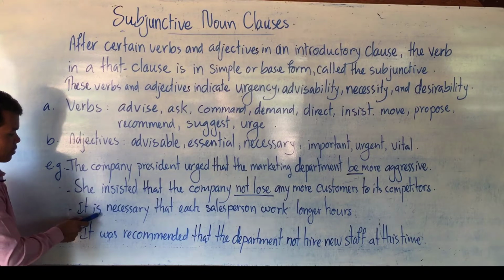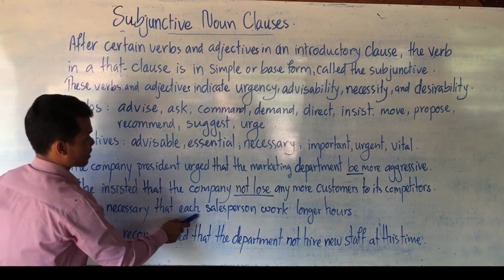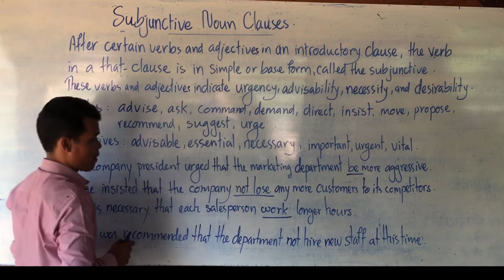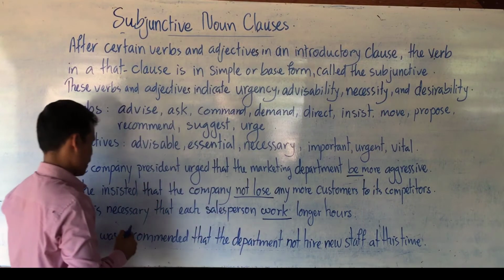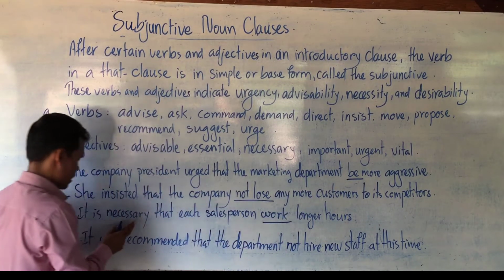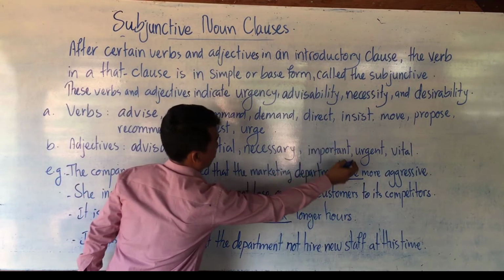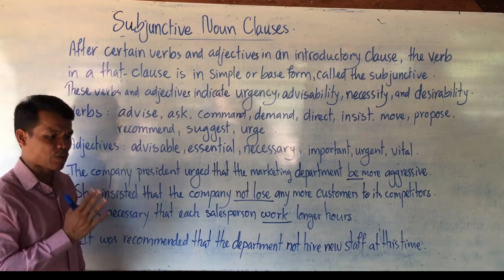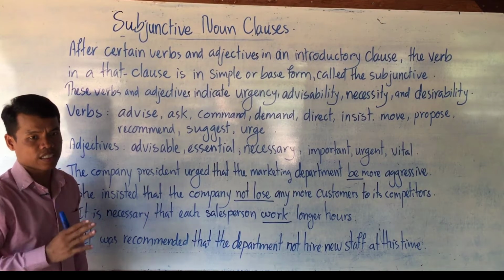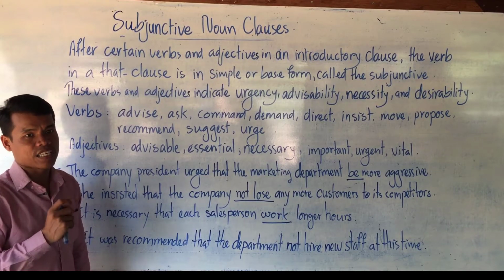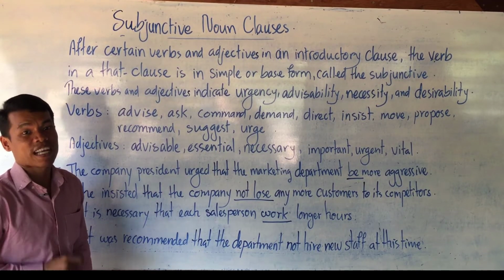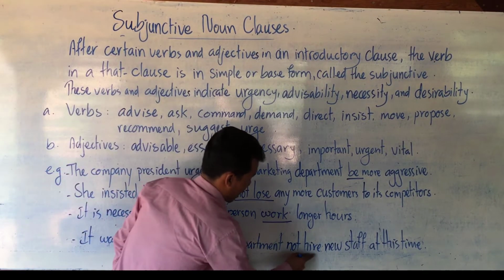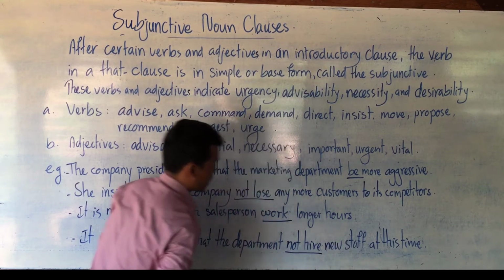Example number 3. It is necessary that each salesperson work longer hours. Work is in base form, work without s. That's why it is a subjunctive noun clause. Here necessary is an adjective. One more thing: a subjunctive noun clause also occurs when the introductory clause verb is in passive voice. Like this: it was recommended that the department not hire new staff at this time.